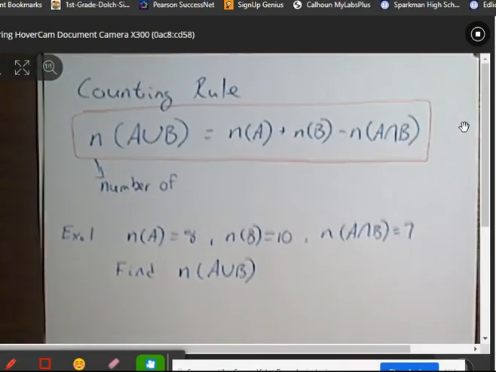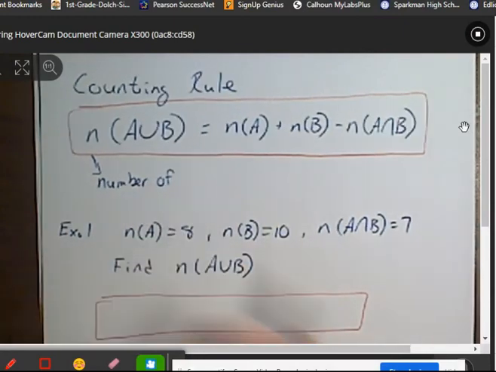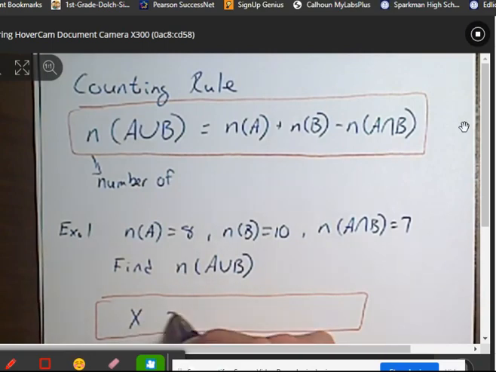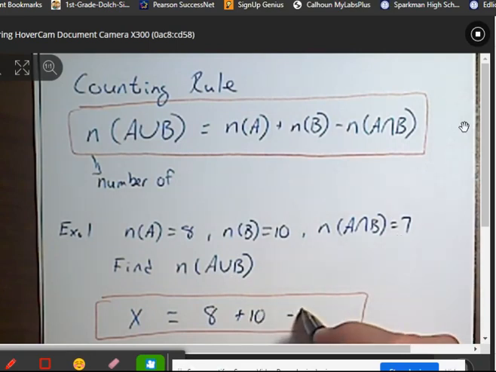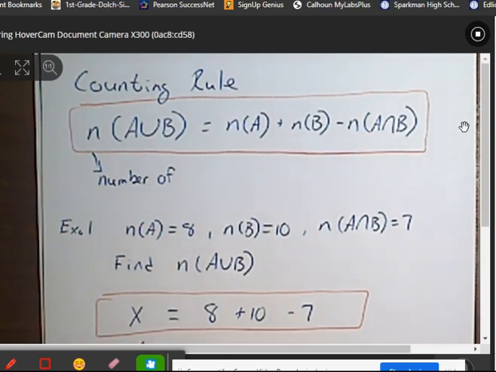Okay, so we're going to plug into that formula. The number of A union B, that's what we're trying to find, so let's just call that X. The number of A was 8, the number of B was 10, the part they had in common was 7. So that's 18 minus 7, so that would put you at 11.